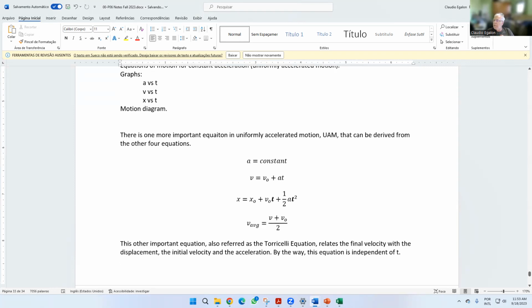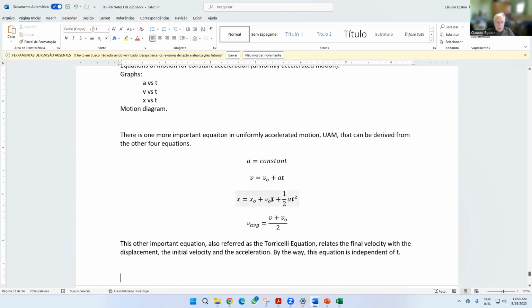It's independent of t, but it's still important because oftentimes we need to find the final velocity from the other three parameters that I mentioned here: delta x, v naught, and a. Let's see how we derive that. I want you to learn that. What we have to do, we want to eliminate t from the final equation. This equation is independent of t.